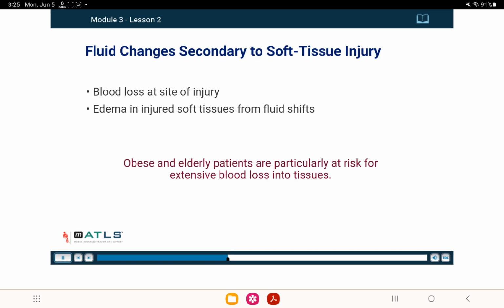Major soft tissue injuries and fractures compromise the hemodynamic status of injured patients in two ways. First, from blood lost at the site of injury, particularly in major fractures, and second, from edema in injured soft tissues. Tissue edema is the result of shifts in fluid, primarily from the plasma into the extracellular space. These shifts cause an additional depletion in intravascular volume.